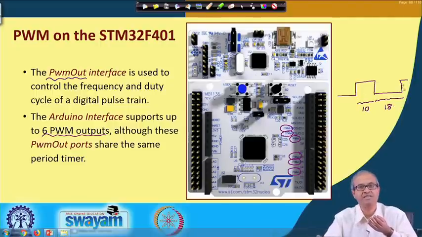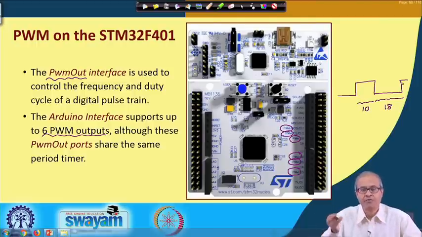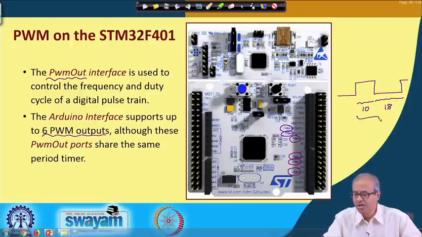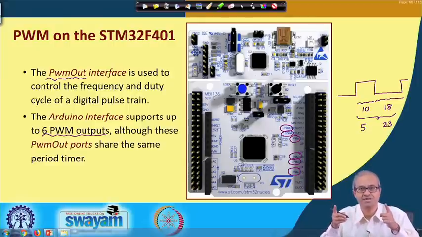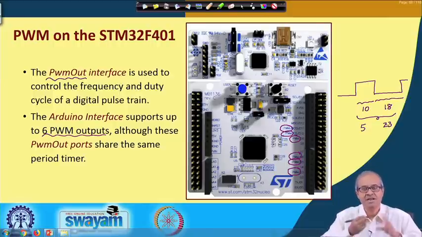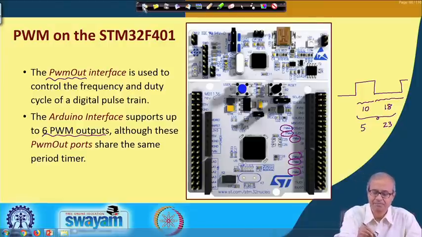and this repeats 10, 18, 10, 18, 10, 18, and when I want to change the duty cycle, the total I will keep 28, but only I will be changing the first part. Suppose the first part I make 5, the second part will automatically get adjusted to 23. The sum will be 28 because the period will remain same. Okay. So, these adjustments are done automatically internally as I adjust the duty cycle. Okay.